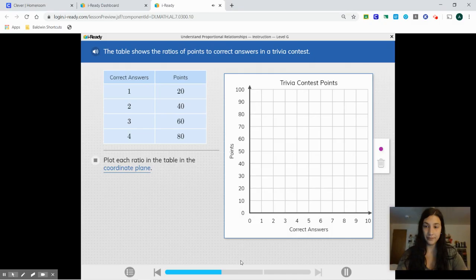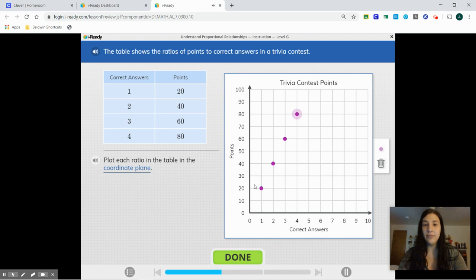The table shows the ratios of points to correct answers in a trivia contest. Plot each ratio in the table in the coordinate plane. So our first point is 1, 20. Then we have 2, 40. Next we have 3, 60. And then last 4, 80.